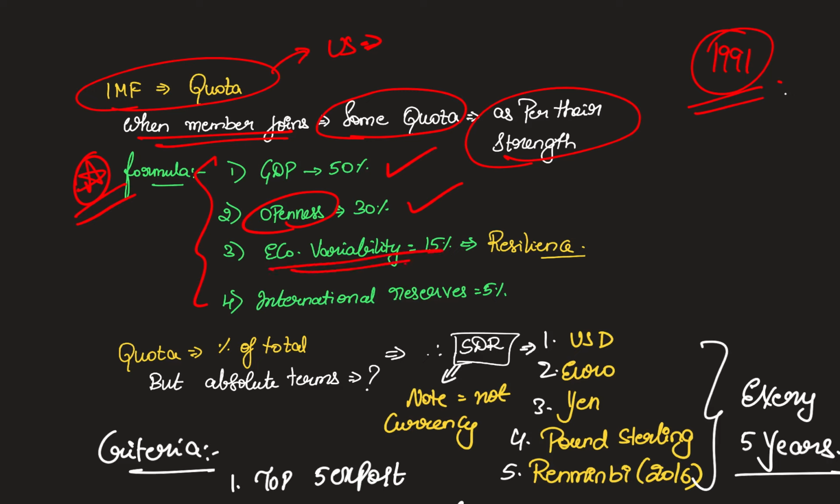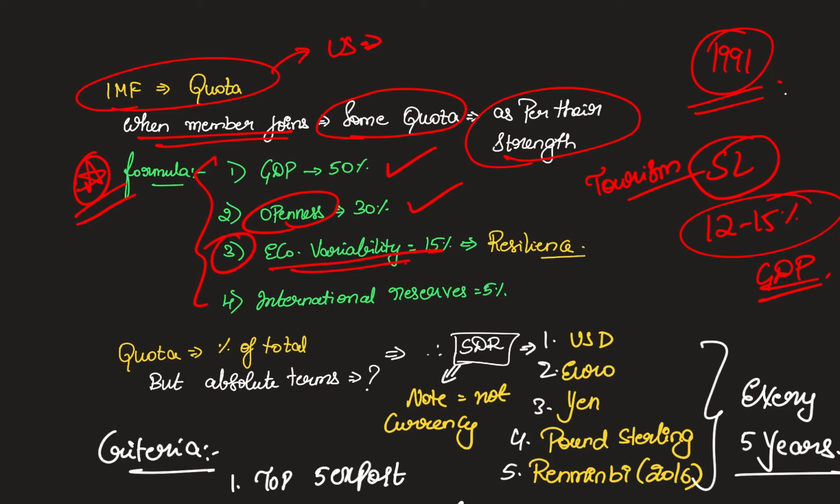Then economic variability. Due to external shocks, let's say in the case of Sri Lanka, almost 12 to 15% of their GDP, I don't remember the exact numbers, comes from tourism only. So they are too heavily reliant on one particular sector, and because of the lockdown, their economic variability was hit very badly because they did not have any other sector to fall back upon during those lockdown times. And you know the present Sri Lankan economic crisis. So the diversity of sources of economy is also one parameter, and it is given 15% weightage.